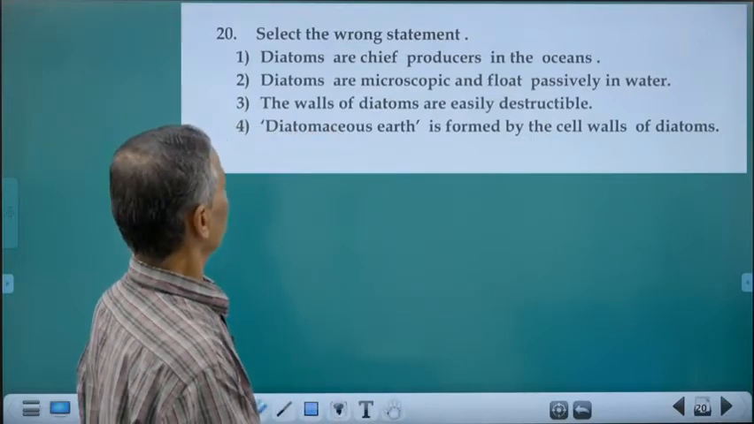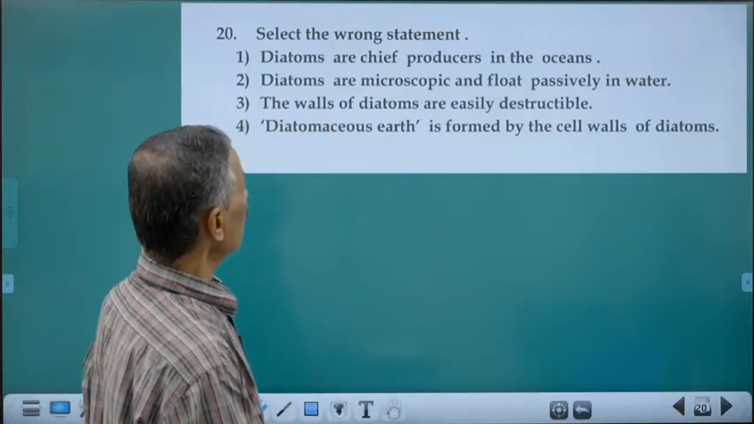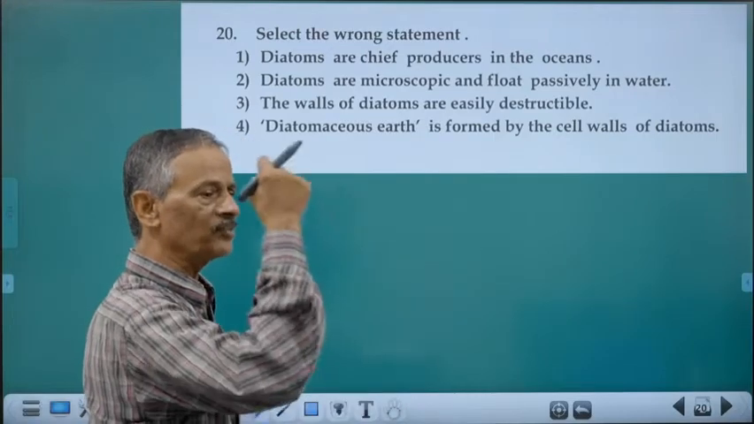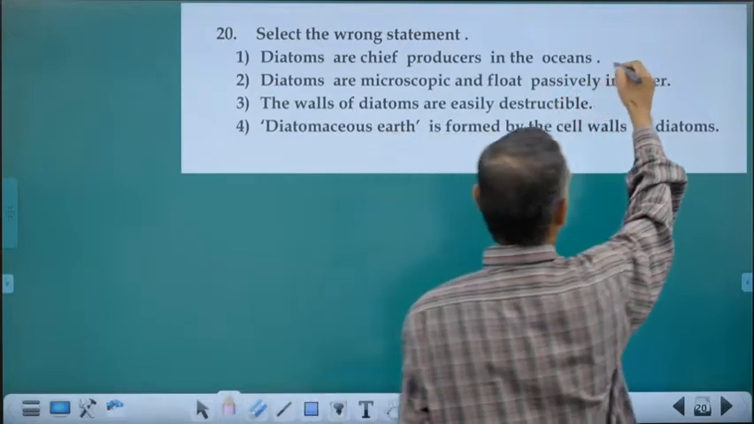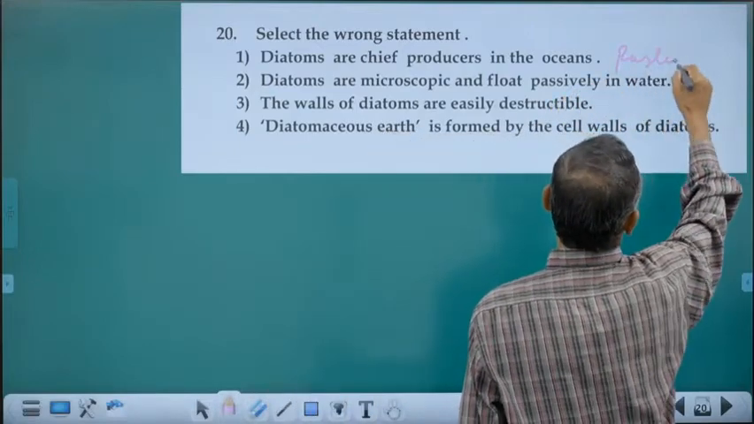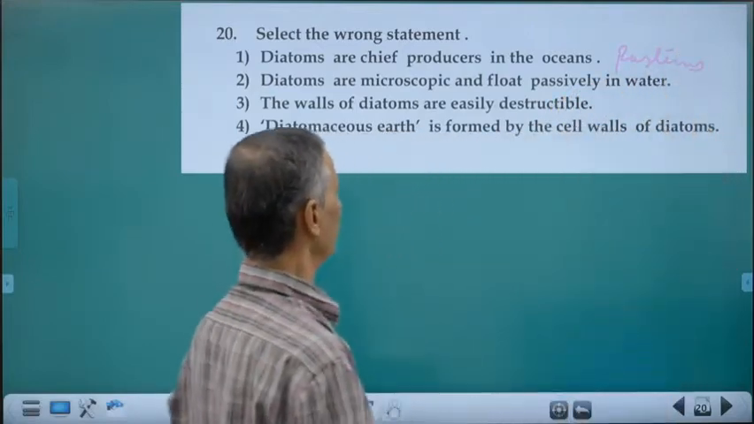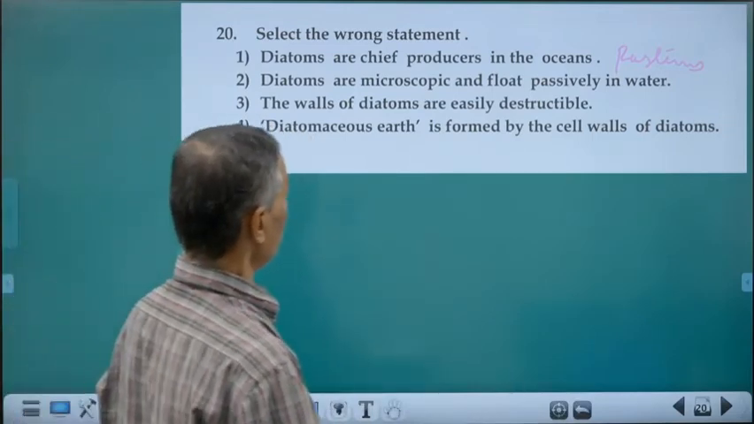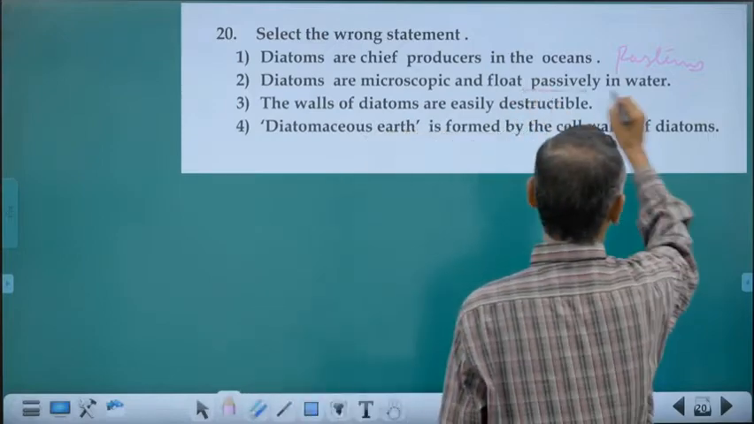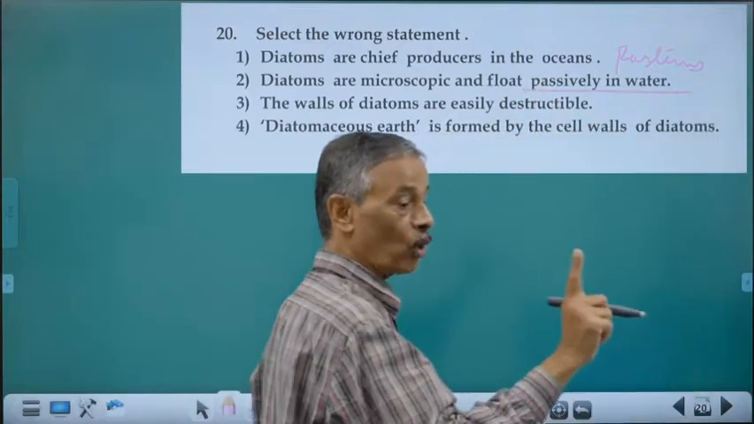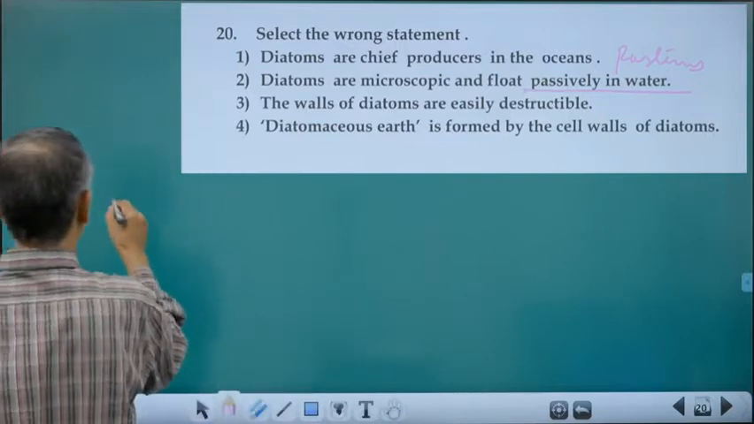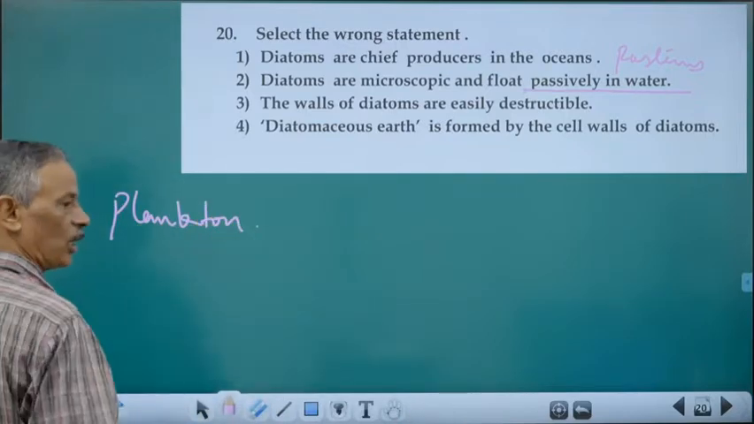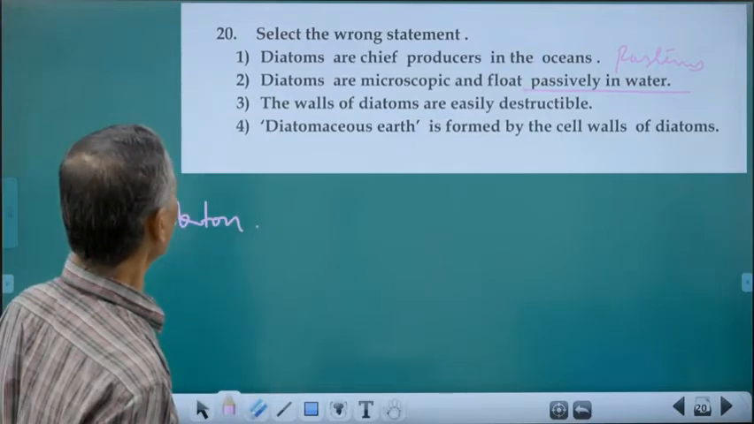Wrong statement. Diatoms are the chief producers in the ocean. Though they are all unicellular, they are present in billions and billions. They are the pastures of the sea. Because they are the main producers, they are called the pastures of the sea. Diatoms are microscopic and float passively in water. They have no swimming organ of their own, no cilia or flagella. That is why they are called plankton. Correct.